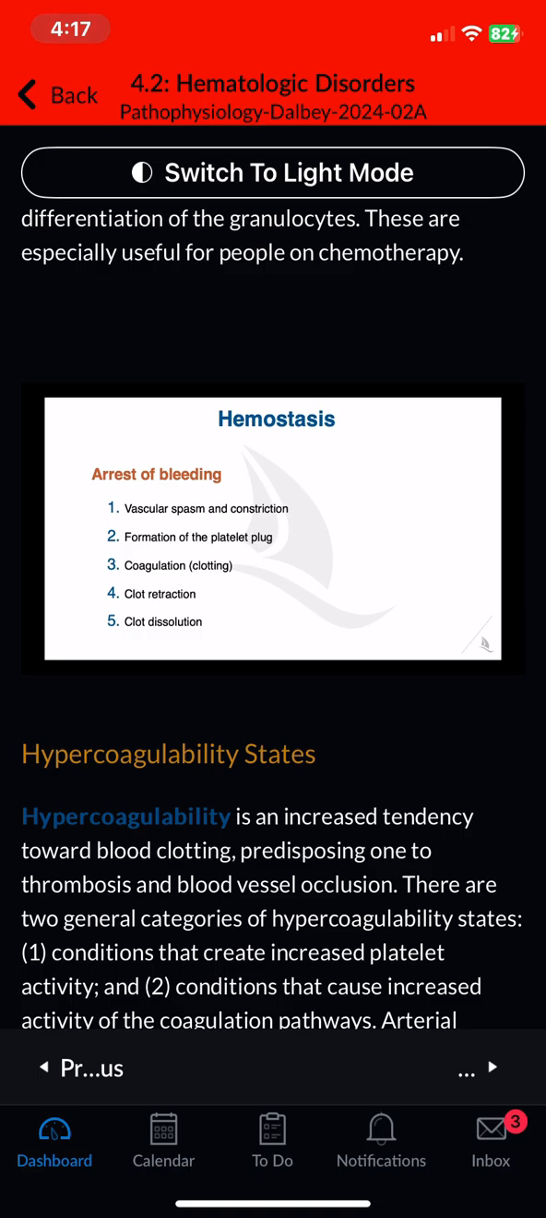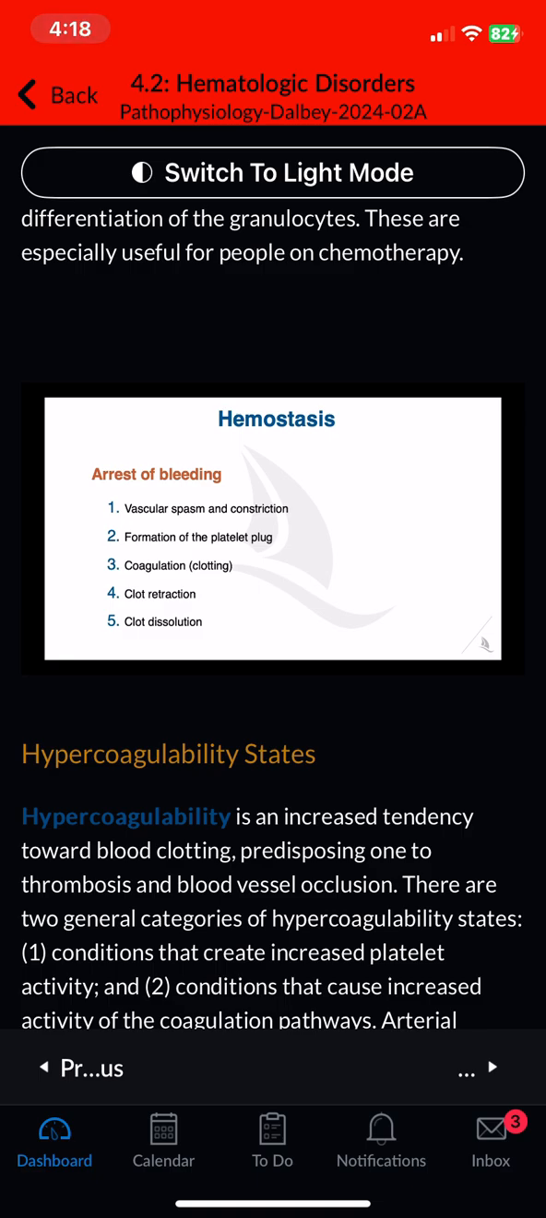The second step is the formation of a platelet plug. So platelets are activated by cytokines and by contact with collagen. If a blood vessel is injured and there is a gap in the endothelial cells, the underlying collagen in the connective tissue will be exposed, and that can activate the platelets. The activated platelets become sticky and they attract to one another and they form what we call a platelet plug.